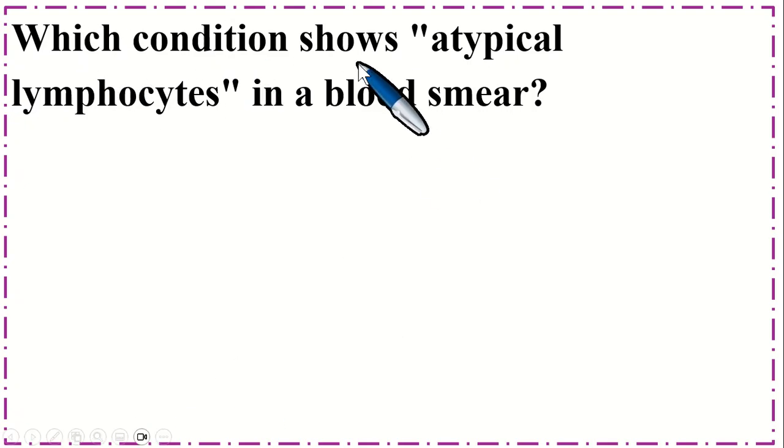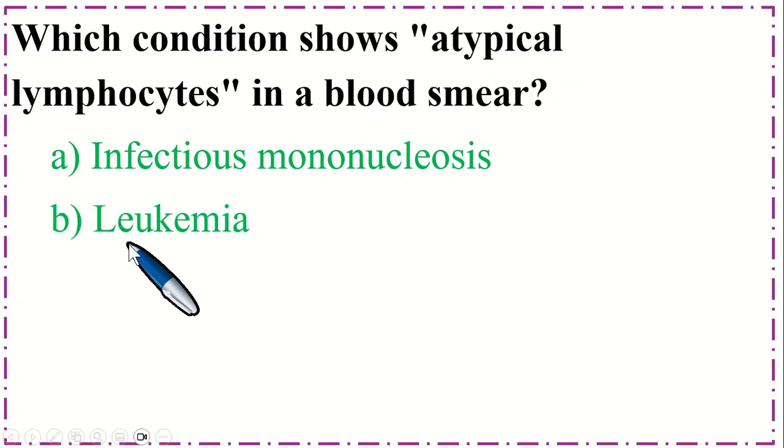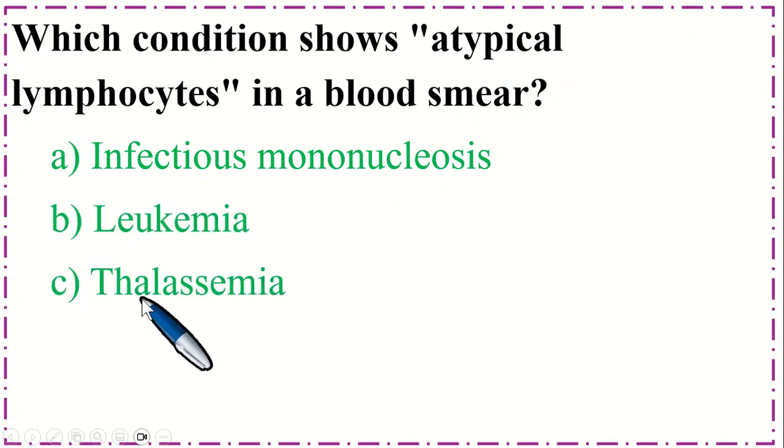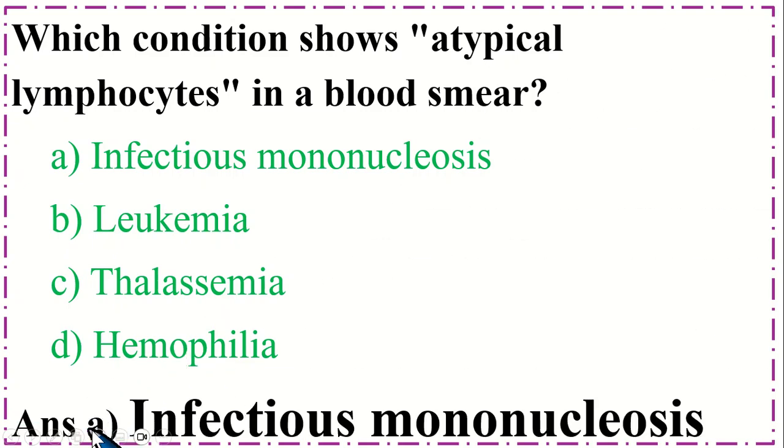Which condition shows atypical lymphocytes in a blood smear? Option A, infectious mononucleosis. B, leukemia. Option C, thalassemia. And option D, hemophilia. So the correct option is A, infectious mononucleosis.